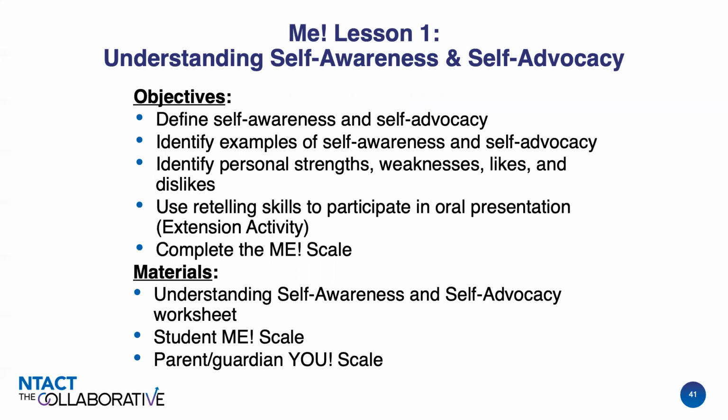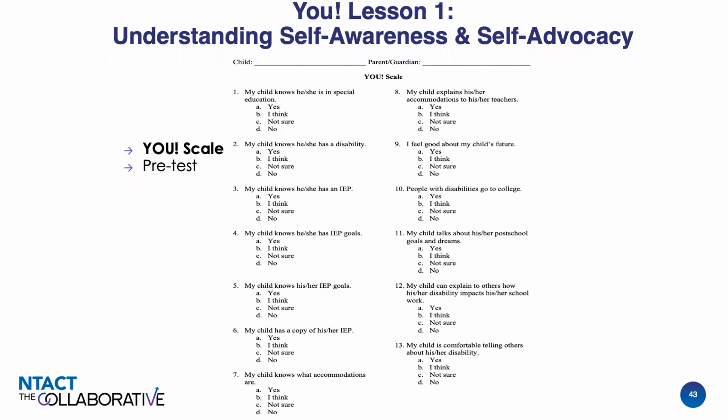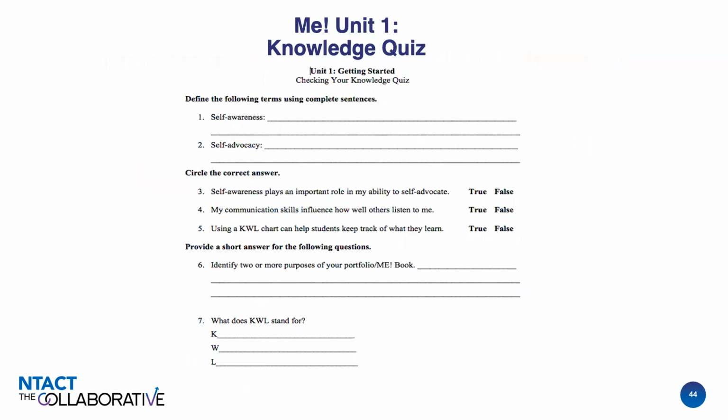Materials that you would need would be the understanding self-awareness and self-advocacy worksheet, the student ME scale, and the parent/guardian ME scale. This is an example of a pretest that students would take prior to unit instruction. This is an example of a pretest that parents or guardians would take prior to unit instruction. This is an example of a post-test students would take to determine proficiency of unit instruction.